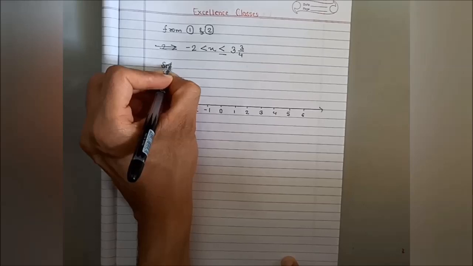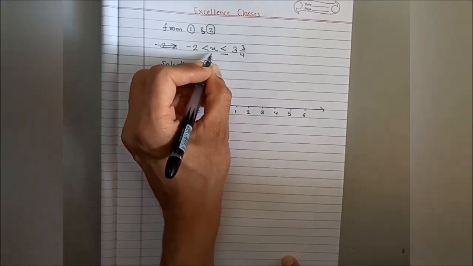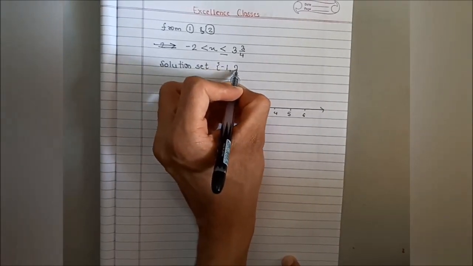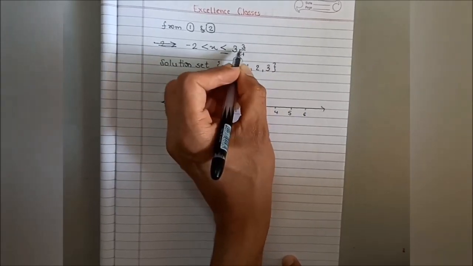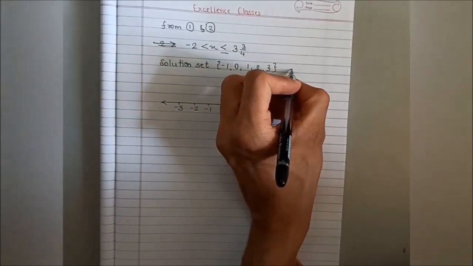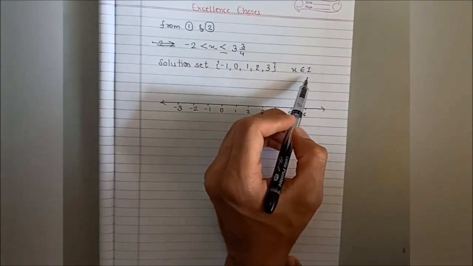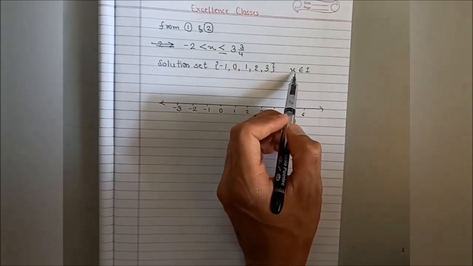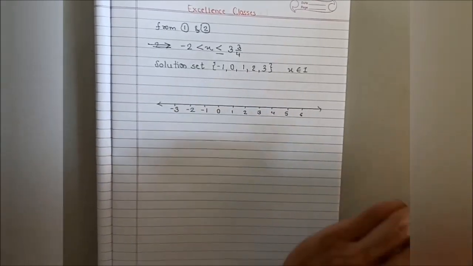Solution set will be, as the value of x is greater than minus 2, it will start from minus 1, 0, 1, 2 and 3. I will not consider this fraction part, as it is told that x belongs to integers. If it was told that x belongs to rational numbers, then we could have considered 15 upon 4. But as it is told that x belongs to integers, we will have to consider it till 3.